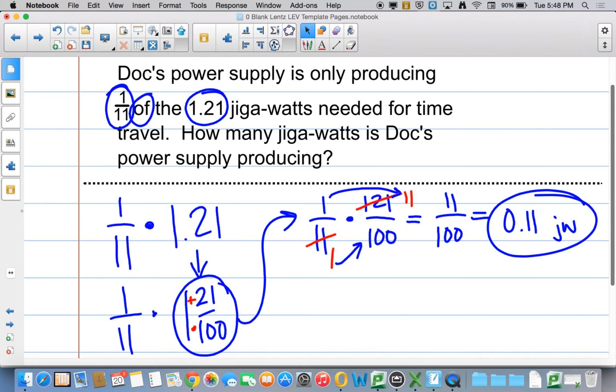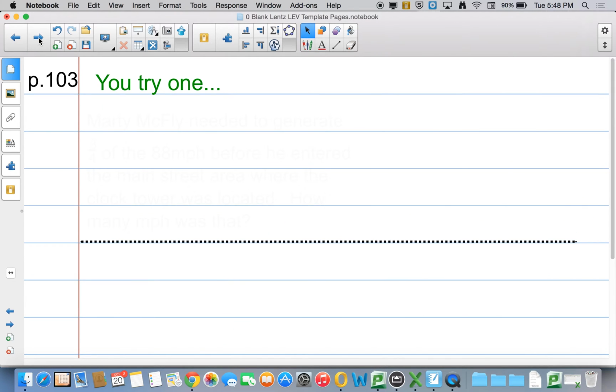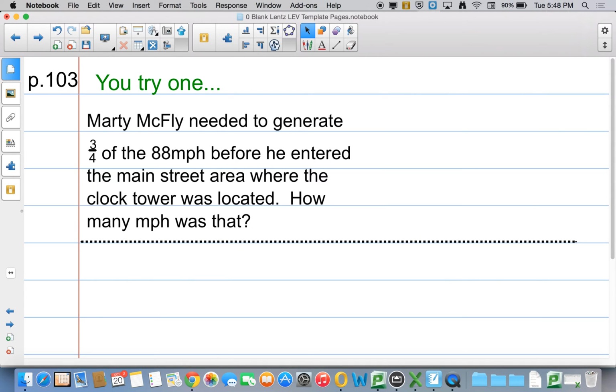Now let's see if you can do one here, a simple calculation. It says Barney McFly needed to generate 3/4 of the 88 miles per hour before he entered the Main Street area where the clock tower was located. How many miles per hour was that? Go ahead and stop the video here, try the calculation, come back and see how I've done it.